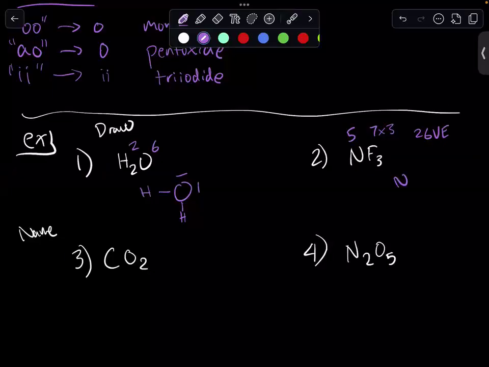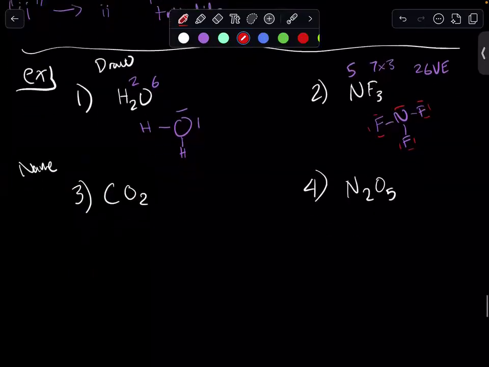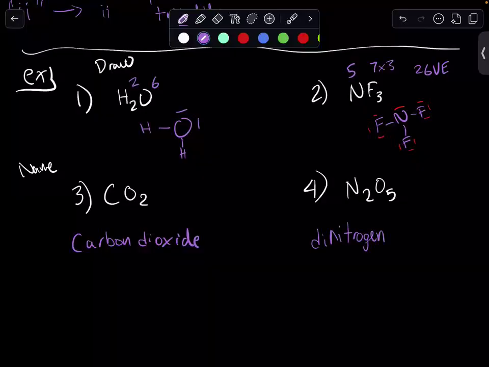Nitrogen is further left, so it's going to be in the middle. Skeletally draw it with each fluorine. Then I'm going to add, so we've used 2, 4, 6 for the 3 bonds, so I need to add 20 more. 2, 4, 6, 8, 10, 12, 14, 16, 18, 20. There's nitrogen trifluoride, and that's the name for it too. CO2 is your classic carbon dioxide. You exhale it, and N2O5 becomes dinitrogen pentoxide.